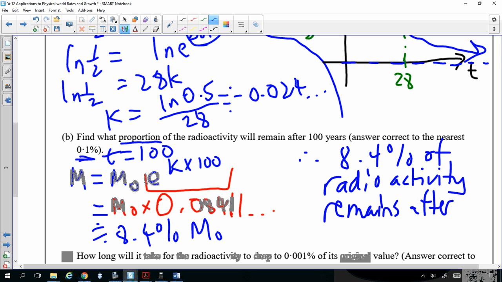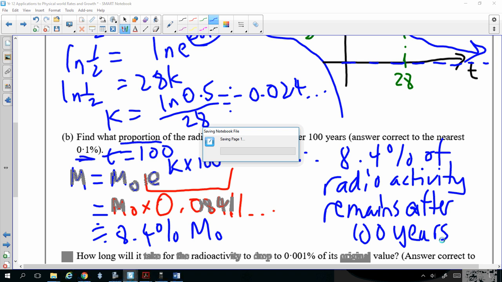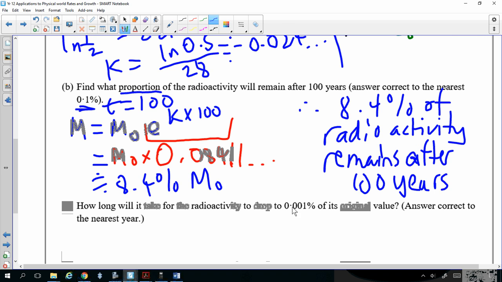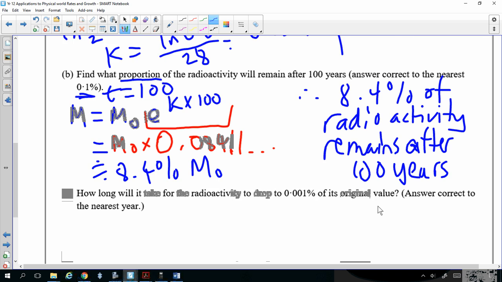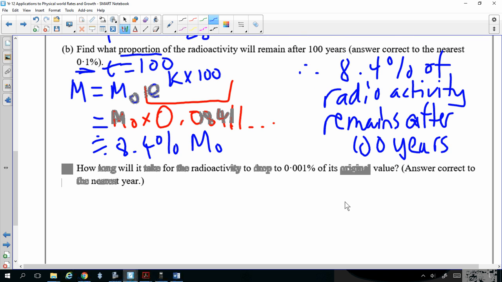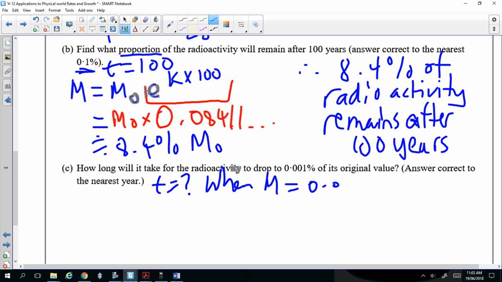Now we have to find out how long it takes for the radioactivity to drop to 0.001% of its initial value. Answer to the nearest year. We do the same thing. We have to find t equals question mark when M equals 0.001% of the initial amount. So let's write down: 0.001% of M0 equals M0 e to the power of kt.